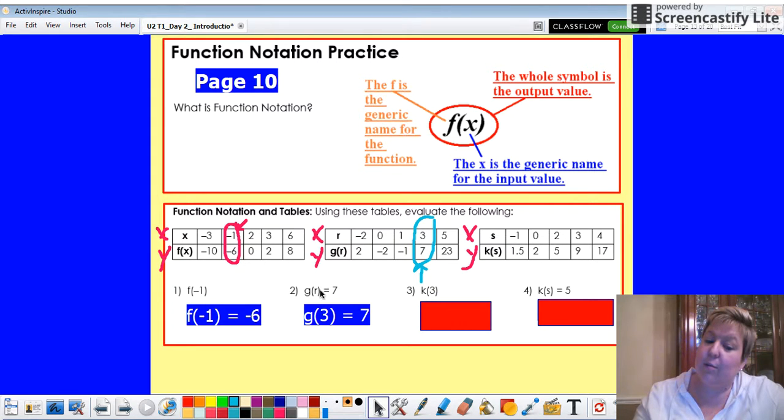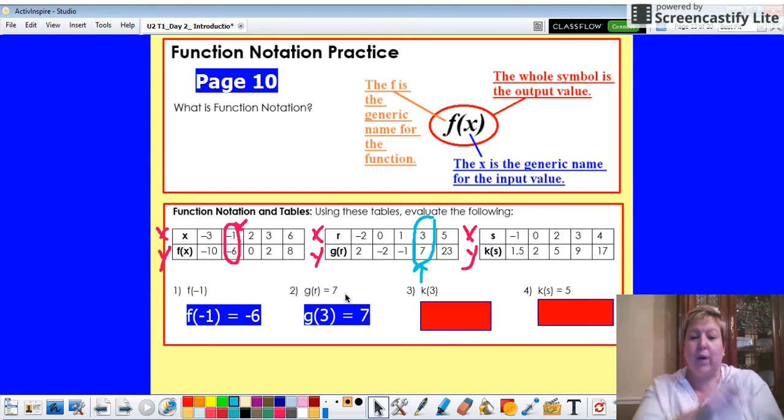When you see it like number 2 or number 4, this is telling you the output is 7, and I want to know, what did you input? What X value did you put in to get a 7 out? So in this case, and you might want to pause to see if you can get these right on your own.